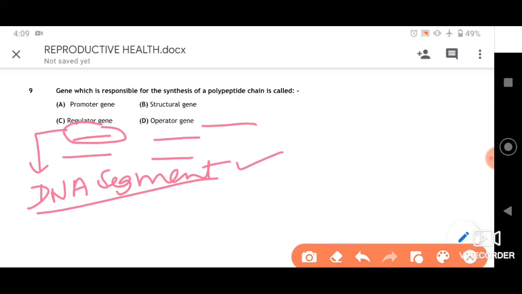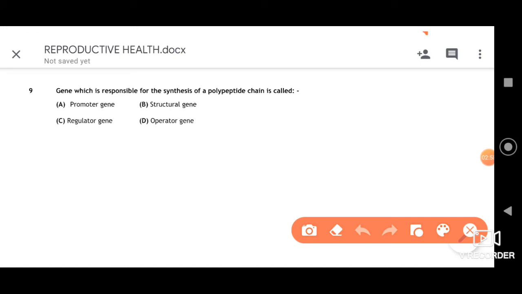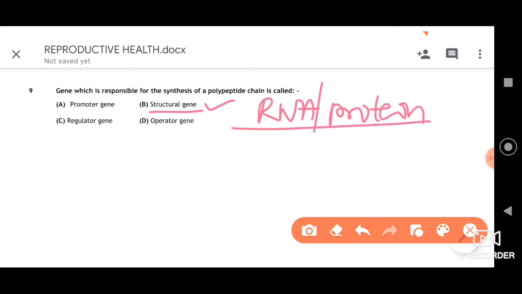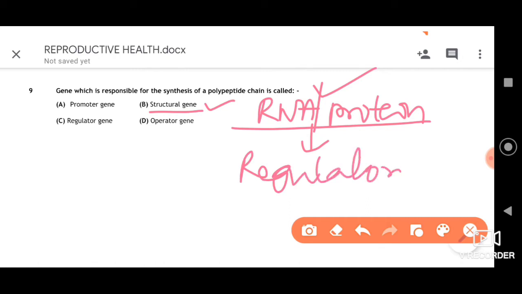All right, further, my dear friends, secondly we have the structural gene. This structural gene is that which codes for either RNA or any other protein. Remember this, it does not serve as a regulatory protein. Whenever it codes for a certain protein or RNA, that product does not act as a regulatory protein. Remember that. Next time I'm going to tell you what a regulatory protein is anyway.